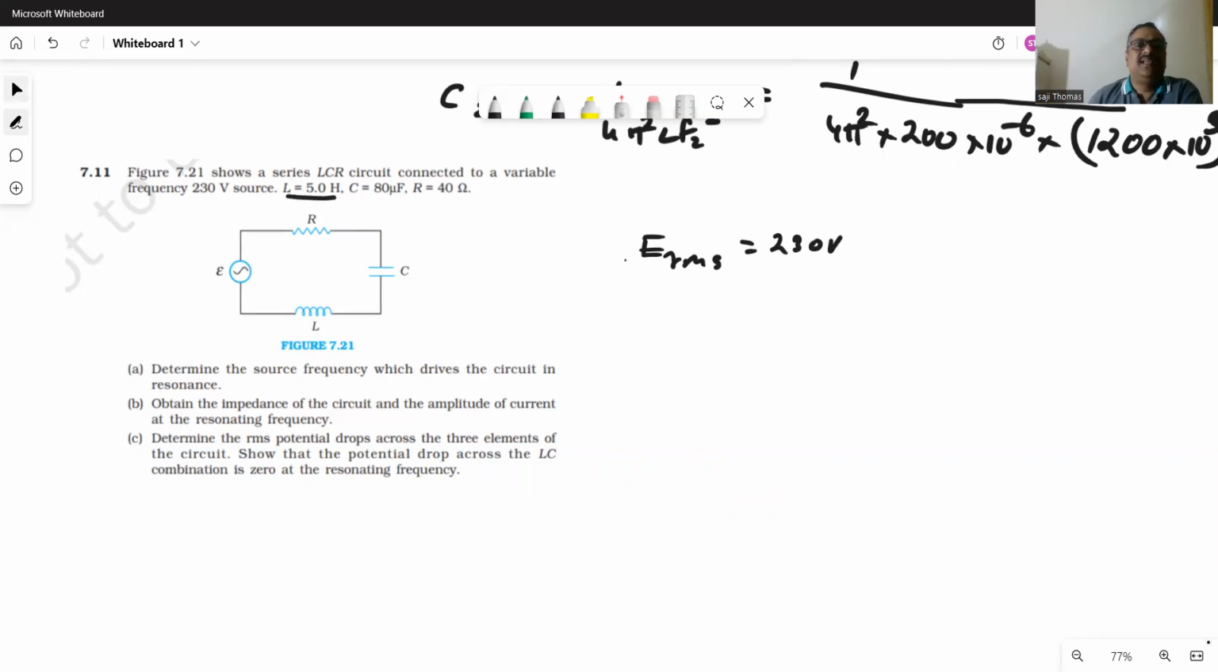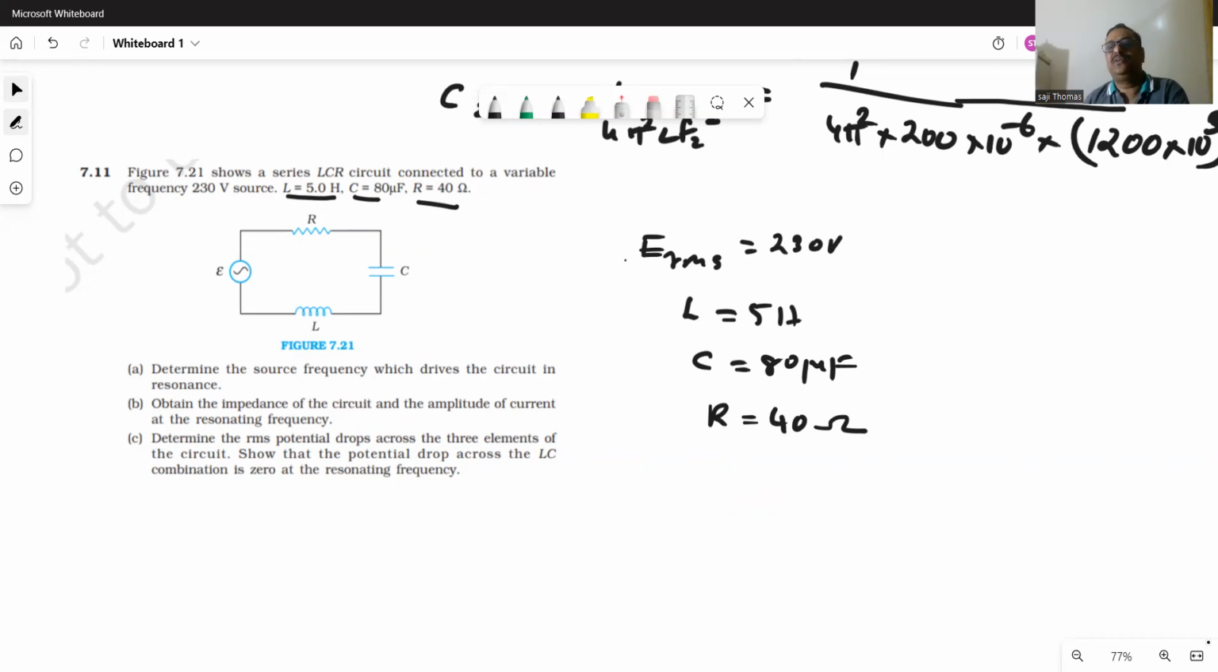L is given, what is L? Inductance is 5 Henry. Capacitance and resistance are given. C is 80 microfarad. What is R? 40 ohm. You have to find the source frequency which drives the circuit in resonance. Source frequency means you need to find the angular frequency.